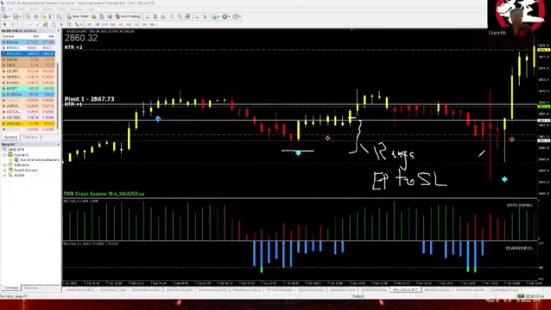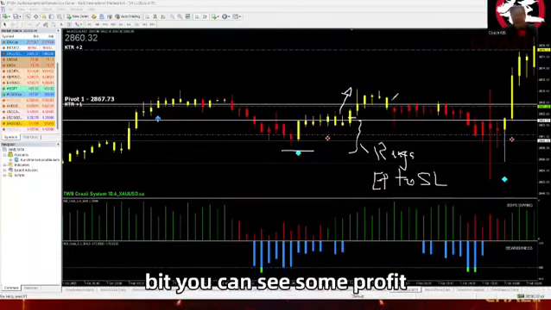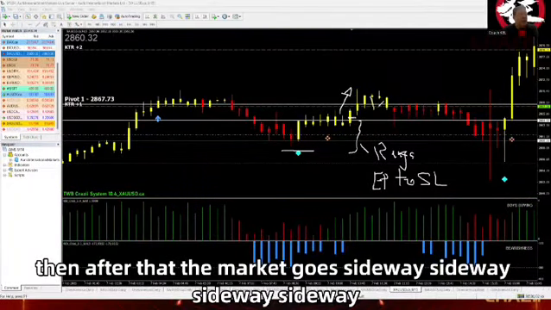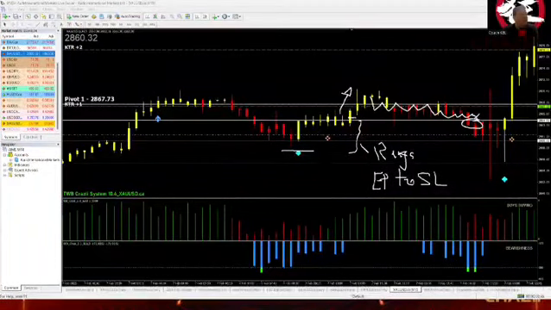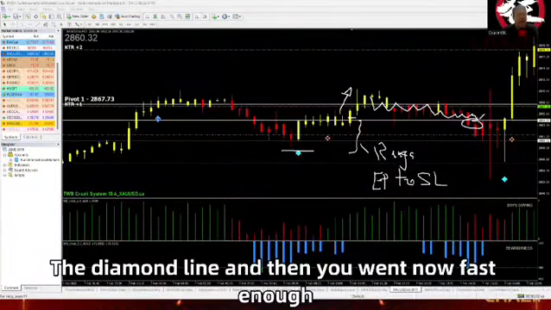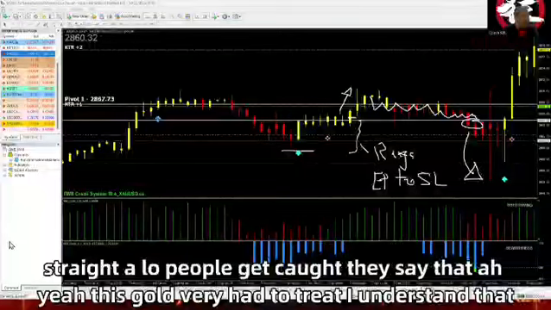Okay. All right, so if you buy it, let's say you buy it and then the price goes up by a little bit, you can see some profit. Then after that, the market goes sideways, sideways, sideways until it basically broke below the diamond line and then it went down fast enough. Okay, so this trade, a lot of people get caught. They say, oh yeah, this gold is very hard to trade.